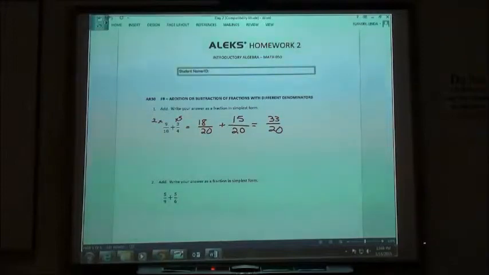The problem with using your calculator is your calculator thinks you want mixed numbers. So we're going to practice doing some fractions so that you can check to make sure you're doing them right with your calculator. So if you grab your calculator.